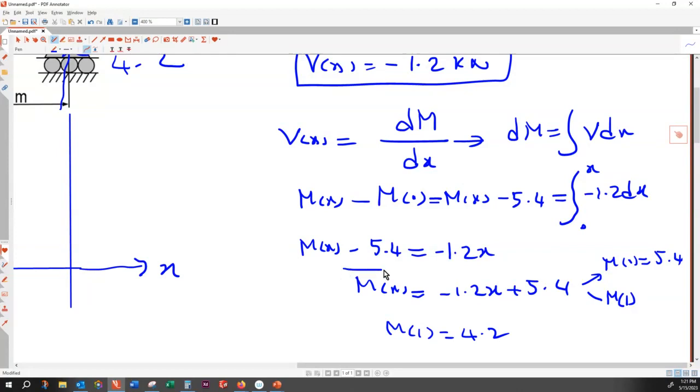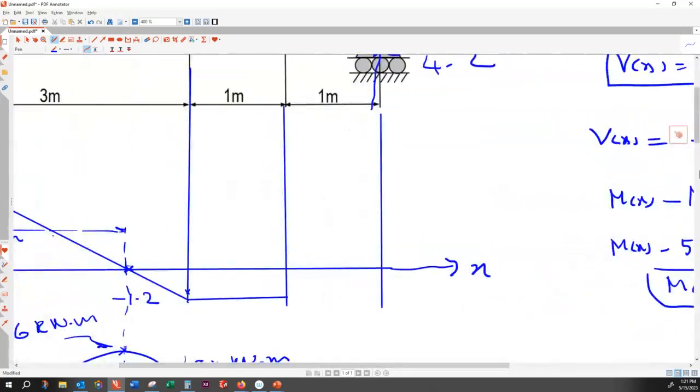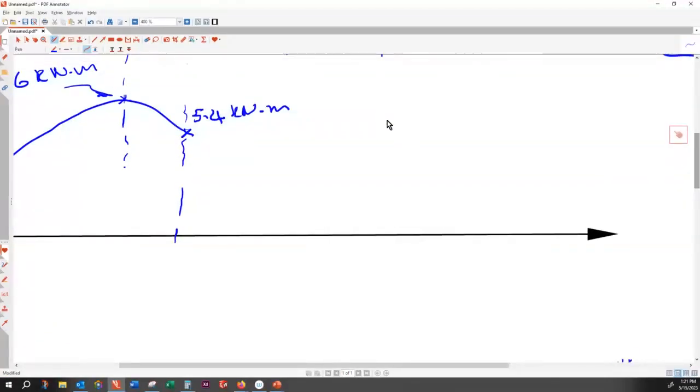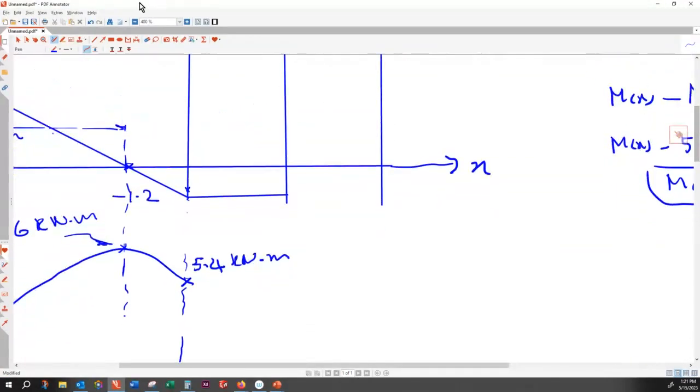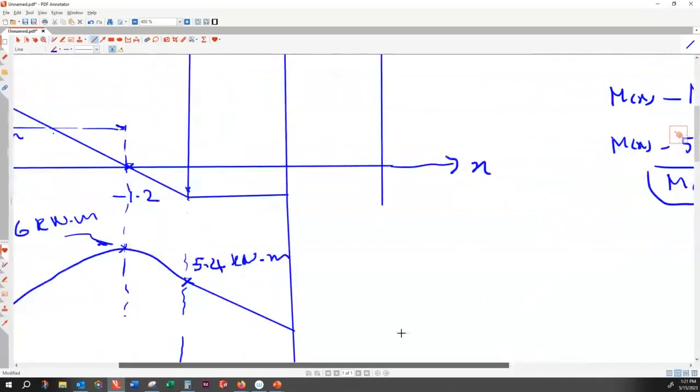So here, that is the equation of a line, and the line has a negative slope. So let's plot the equation of a line with a negative slope. This is for the second zone. You linearly go from 5.4 to 4.2. All right, so now we managed to plot the shear force diagram and the bending moment diagram for the second zone.